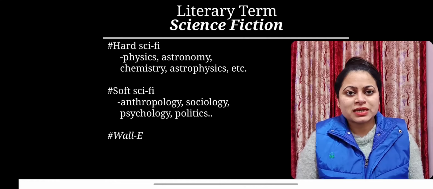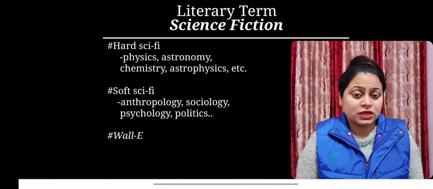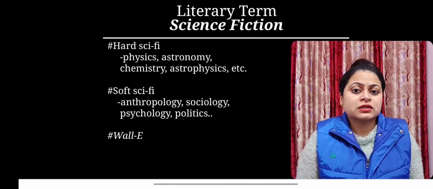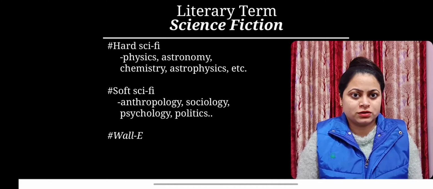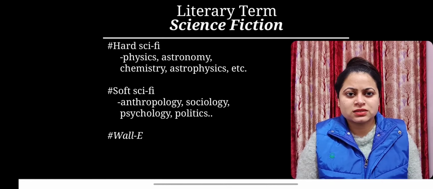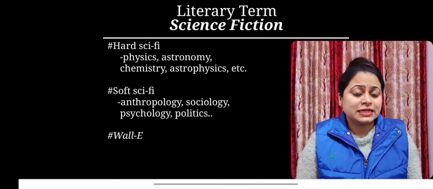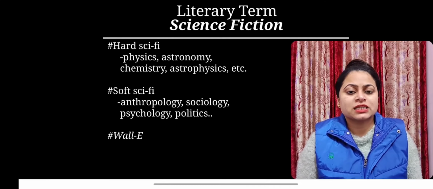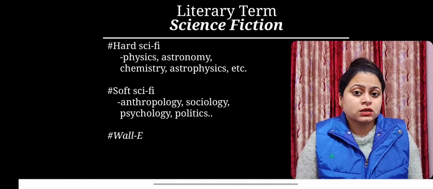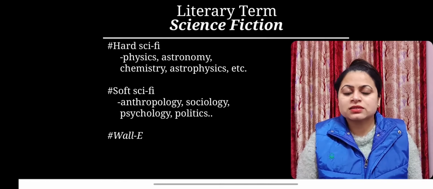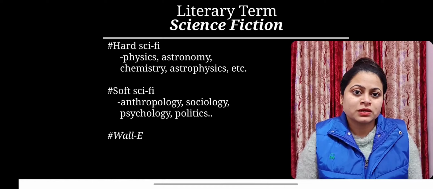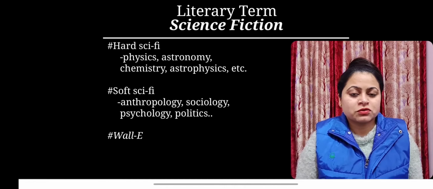Or in this way, we can say that soft science fiction stories address the scientific or the possible scientific consequences on human behavior. For instance, this Disney animated film Wall-E is actually an apocalyptic science fiction, and it is about the end of life on earth as a result of humans' disregard for nature. So this involves human behavior, along with the scientific and factual facts.